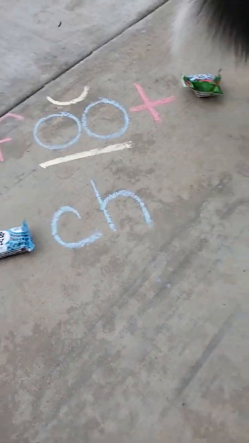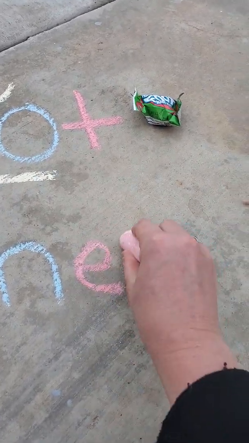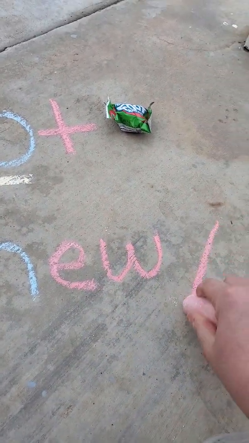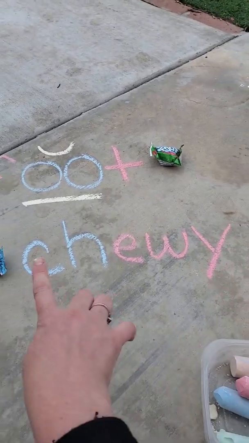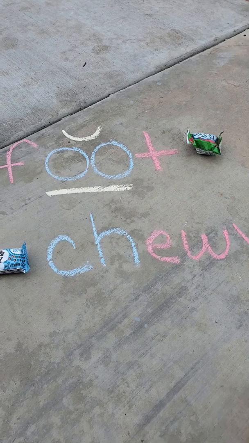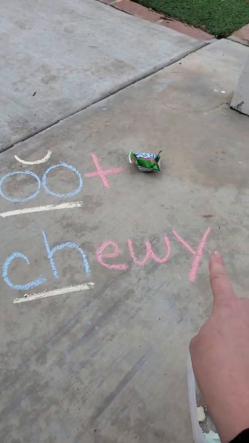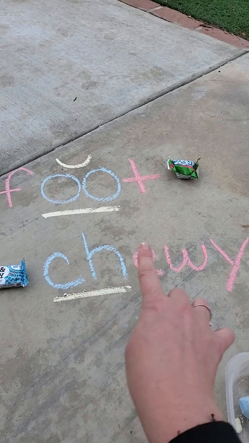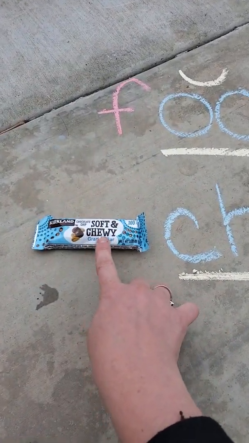And then I'm going to go ahead and write out my word. So let me get a different color. So chew. E, and sometimes Y makes an E sound at the end of words, so that's why we put a Y there. So chewy. So I'm going to go ahead and underline the digraph. So now we have ch, ew, E, chewy. So now I have my chewy granola bar, and see, look, it's spelled right there for me.